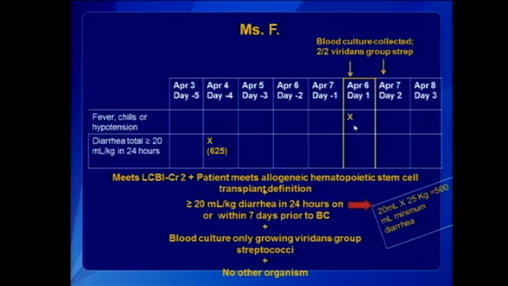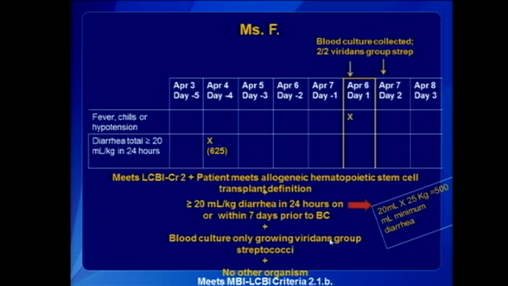This is the day of the blood culture. Within 7 days, 1, 2, 3, 4, she's -4. That's well within the 7 days. And if we did the math, we would see that according to the requirements, at 25 kilograms, she would only require 500 milliliters of diarrhea at a minimum, and she had 625. Additionally, the blood culture was only growing Viridans group strep and no other organisms. So therefore, she does now meet MBI LCBI criterion 2, 1B.